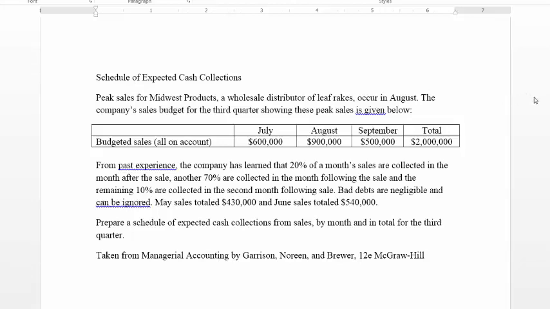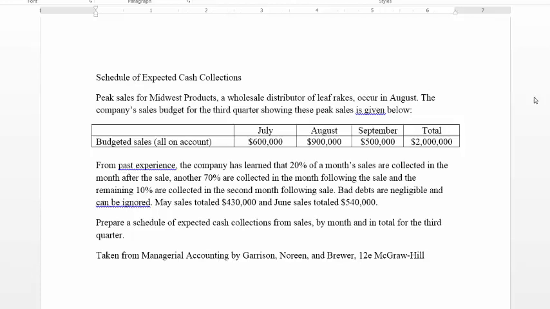One of the items that I'd like to discuss is the schedule of expected cash collections. When we get to our cash budget, we have to determine how much cash receipts we're going to collect from our customers. Usually, when I was taught how to do the schedule of cash collections, I was taught to do it when I was doing the sales budget. But in our text, we're waiting until the end until we do the cash budget. But either way, the process is basically the same.